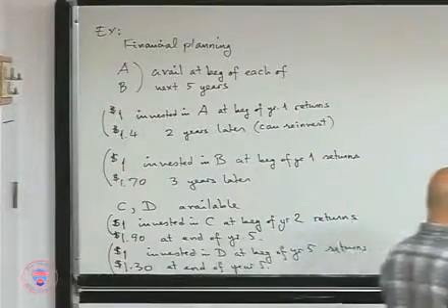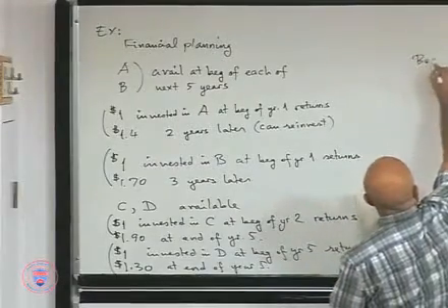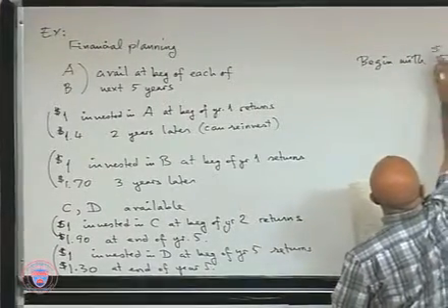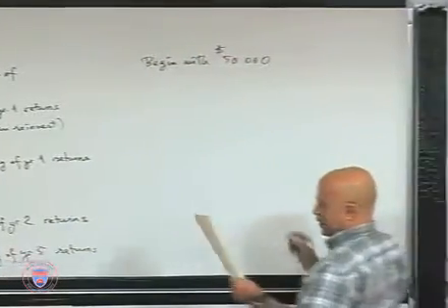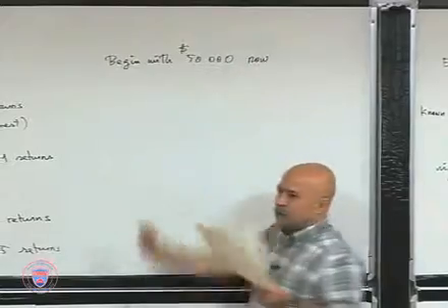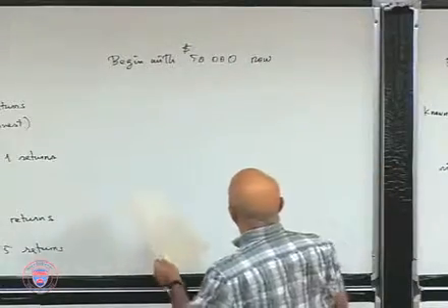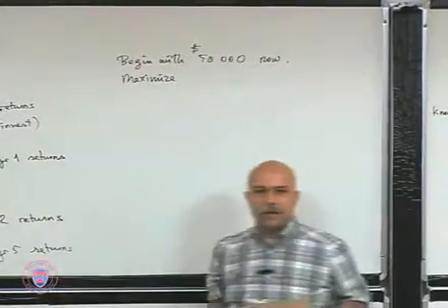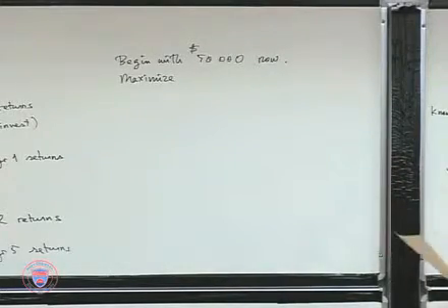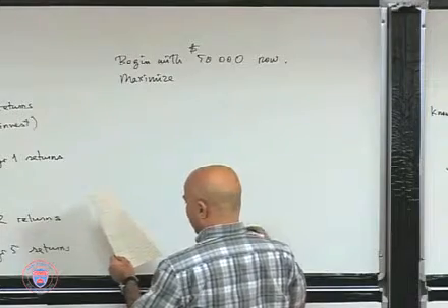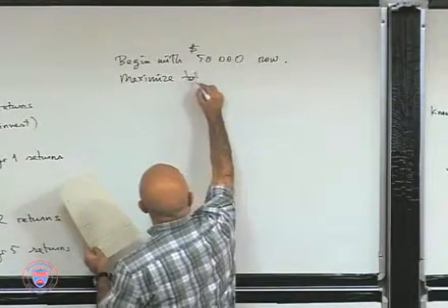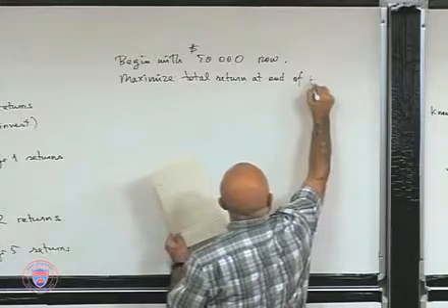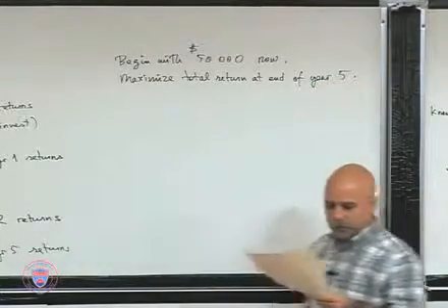Okay, so this information is given. You begin with $50,000 in your hand at time 0, or the beginning of year 1, and you want to maximize the total money in your possession out of this investment strategy at the end of year 5. So maximize the total return at the end of year 5. That's what you want to do.